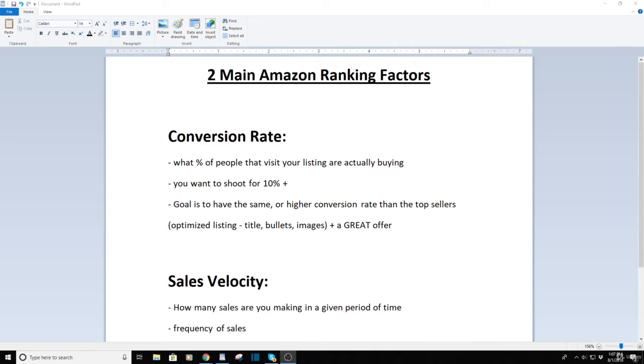So what's the best way to achieve this? How do we get a high conversion rate? Well, an optimized listing is number one, that's for sure. Our title, bullets, and images have to be on point. If you just simply follow my formulas and strategies in the prior videos to apply to the titles, bullets, and images, you're going to be just fine. And a great offer also helps a lot. What do I mean by a great offer? I mean, offer a better quality product or perceived better quality product for the same price as the top seller. And what if you even throw in a free bonus? So that is what a great offer looks like.